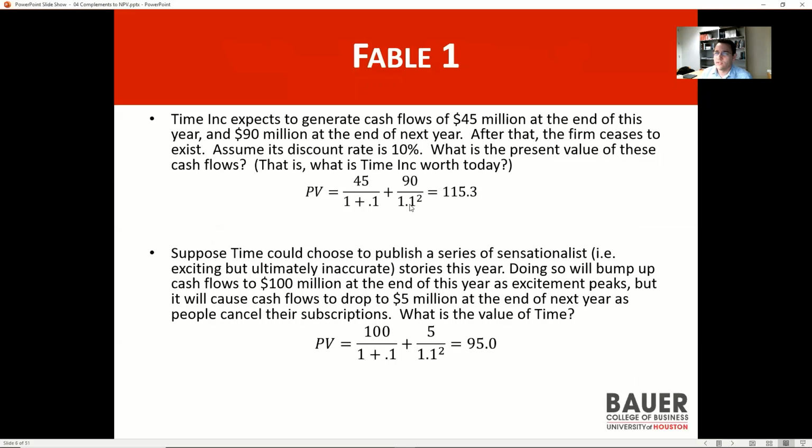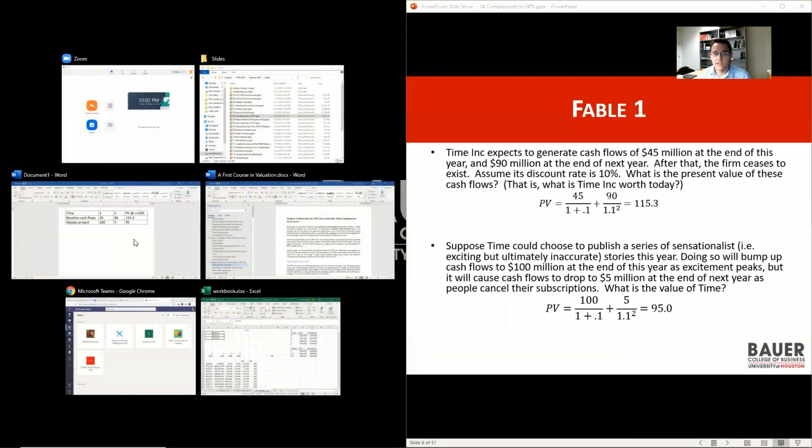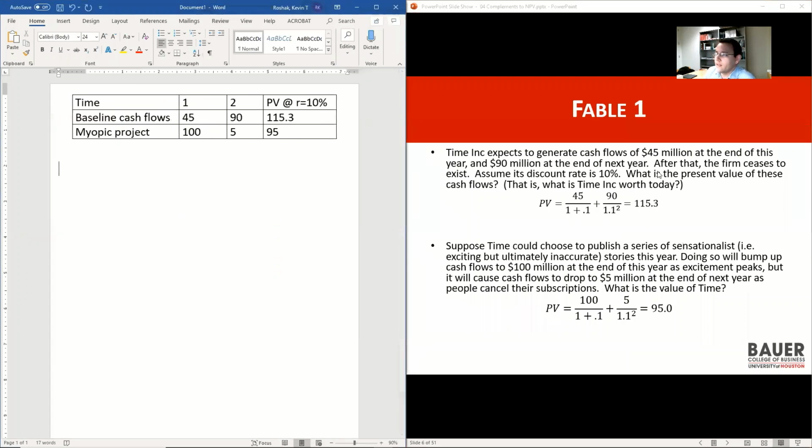So let's talk about Time. Pretend, for example, that you are, say, the CFO of Time Incorporated. They have this magazine. We're going to set up the baseline cash flows here. Okay, so a very simple company, just to illustrate ideas.